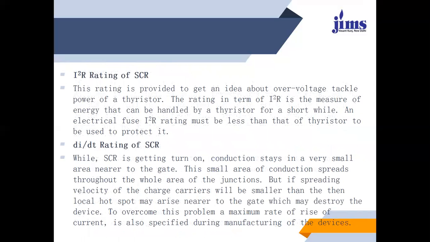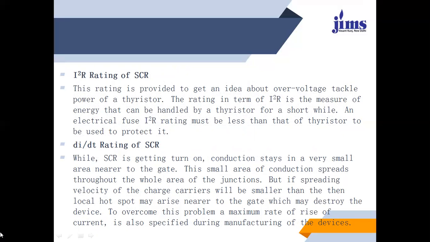Next will be the I square t rating of the SCR. This rating is provided to get an idea about the overcurrent capability of a thyristor. The rating in terms of I square t is the measure of energy that can be handled by the thyristor for a short while. An electrical fuse I square t rating must be less than that of the thyristor to be used to protect it against the higher supply.